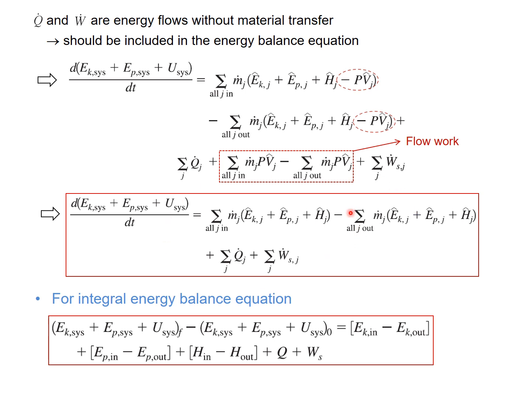Based on this differential form of the energy balance equation, you could derive the integral form. So this is final state minus initial state. Still we have kinetic, potential, and internal for the accumulation term, which is equal to the in minus out for kinetic, in minus out for potential, and in minus out for enthalpy plus Q plus shaft work. No flow work. This is a very generalized energy balance equation.